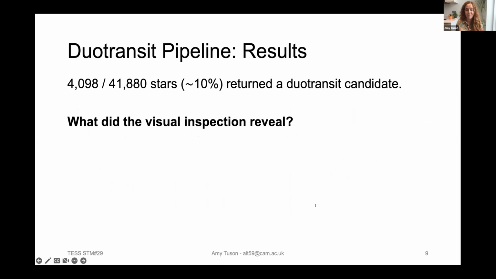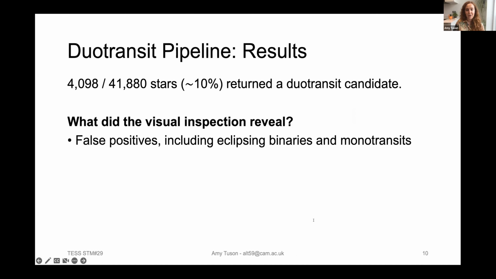So far I have run my pipeline on almost 42,000 stars, and it returned over 4,000 possible geotransit candidates. So what did I find during my visual inspection? Well, unsurprisingly, the majority of the detections were false positives, but this includes some eclipsing binaries and monotransits. But most excitingly for me, I found 5 new geotransits.